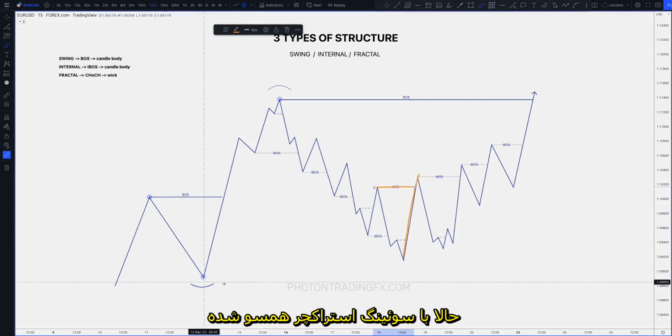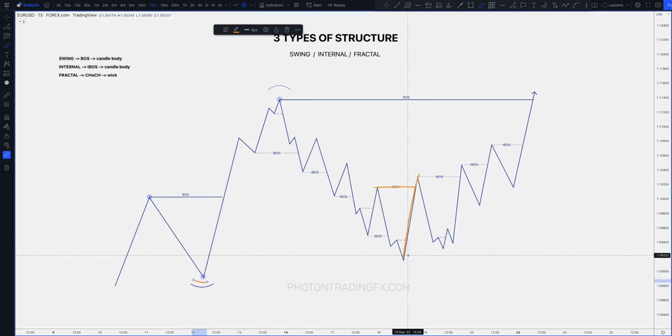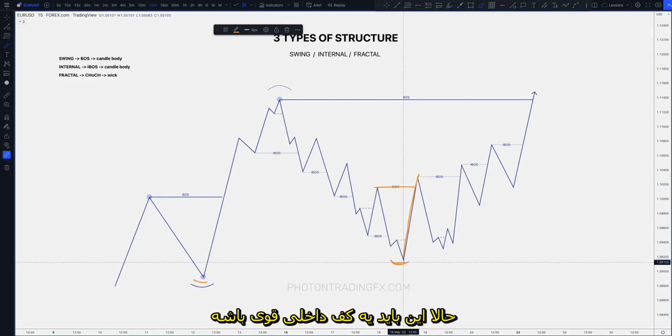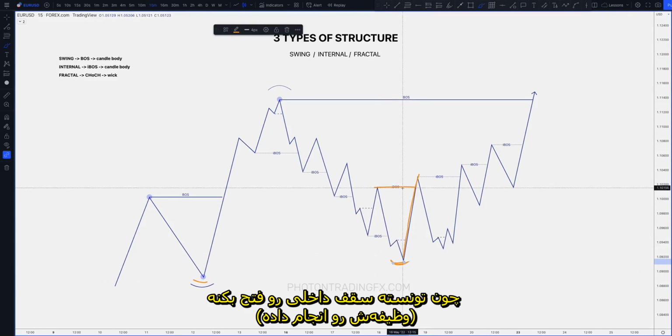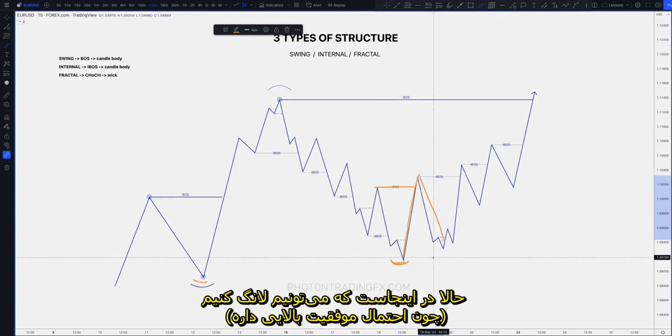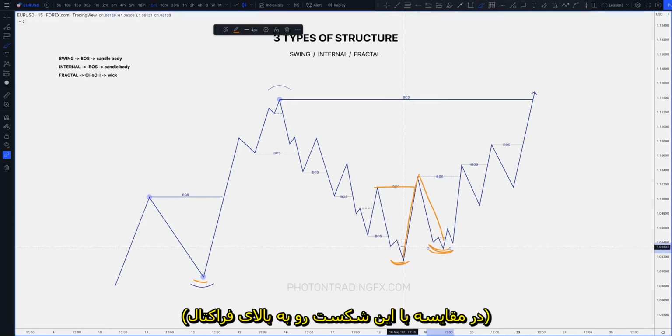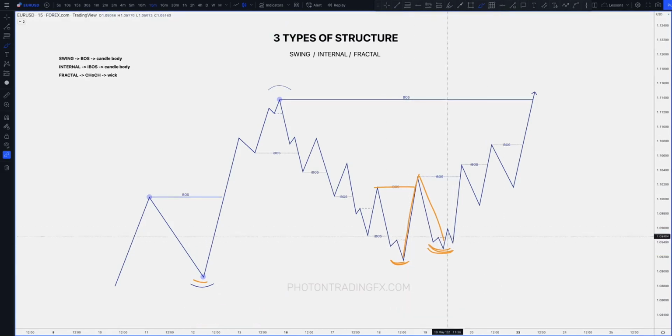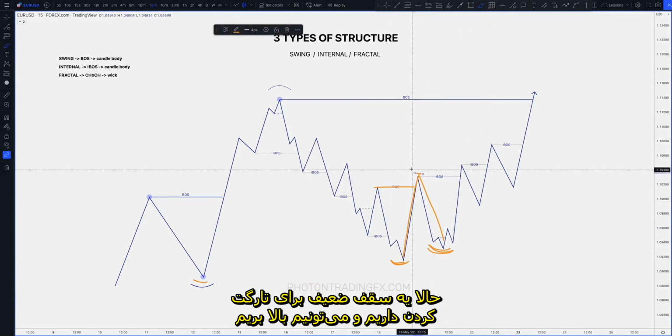So now it is aligned with swing structure. We've come off our strong low. Now this should be a strong internal low, right? Because it took out an internal high. So now in theory, when we come down, this is why it's higher probability to look for longs rather than when we just got the fractal break there. Cool, we know that. So now we have a weak high to target, and we can continue up.